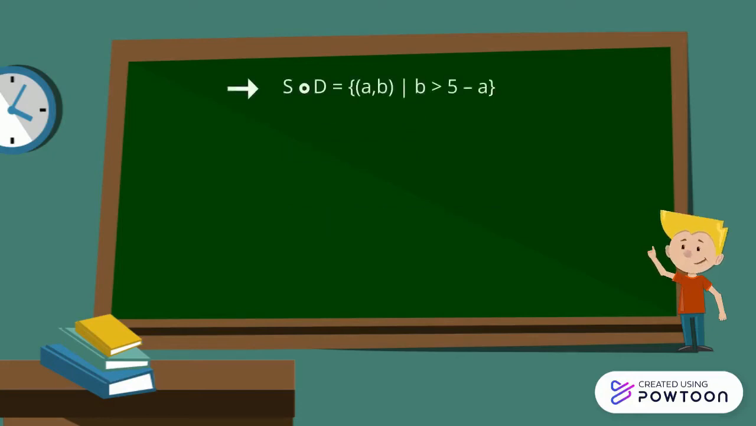Now you have the formula for set S composite D, which is (a, b) only if b is bigger than 5 minus a. You can also rearrange it and get this formula. Using these formulas, you'll get the subset of set S composite D.